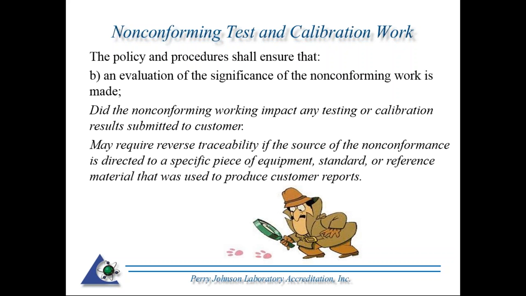So in other words, in the realm of non-conforming testing or calibration work, the source of the non-conformance is direct, if it is directed to a specific piece of equipment, standard, or reference material. It could also be an individual that was used to produce customers' reports. Hence, let's take a piece of equipment, for example, a test weight or a pipette. If it was out of tolerance, that out of tolerance condition needs to be investigated.